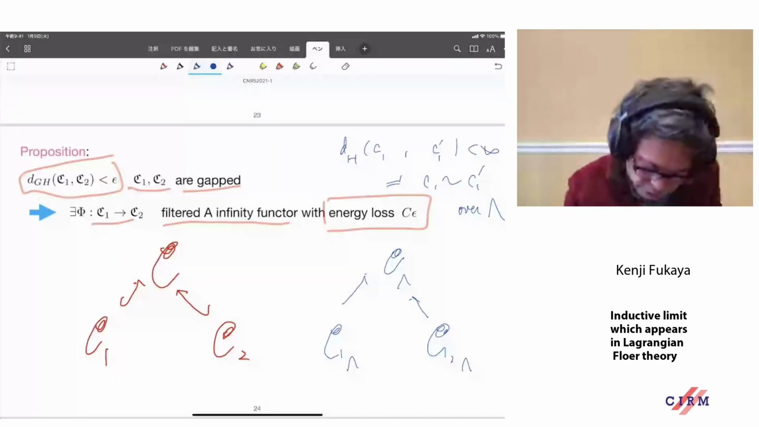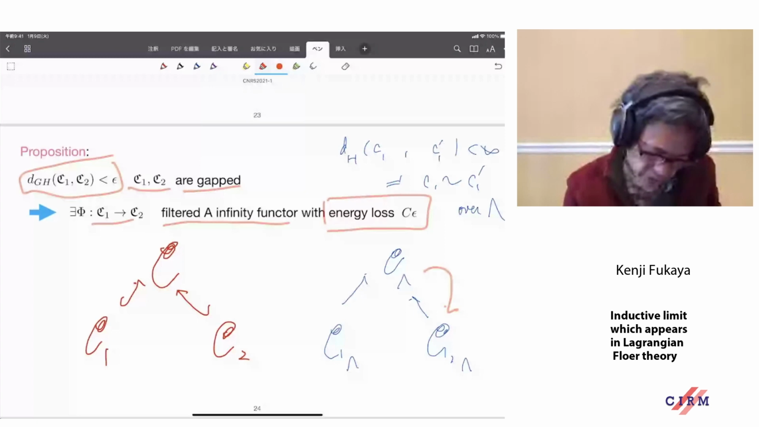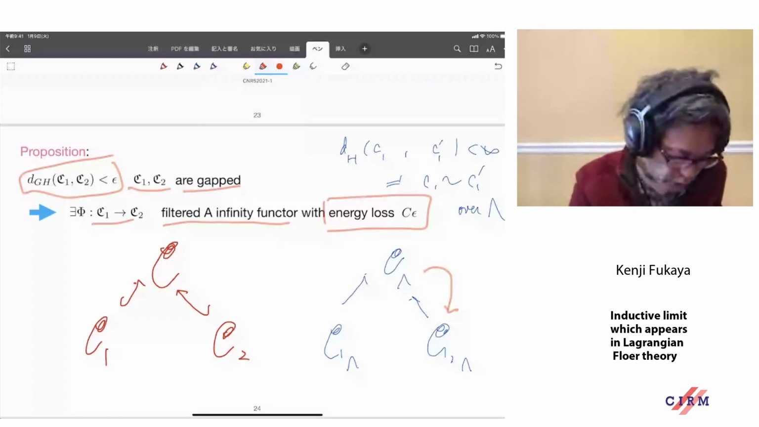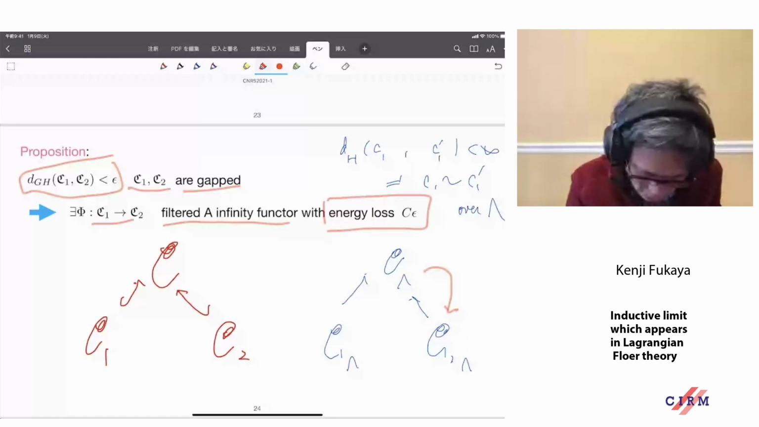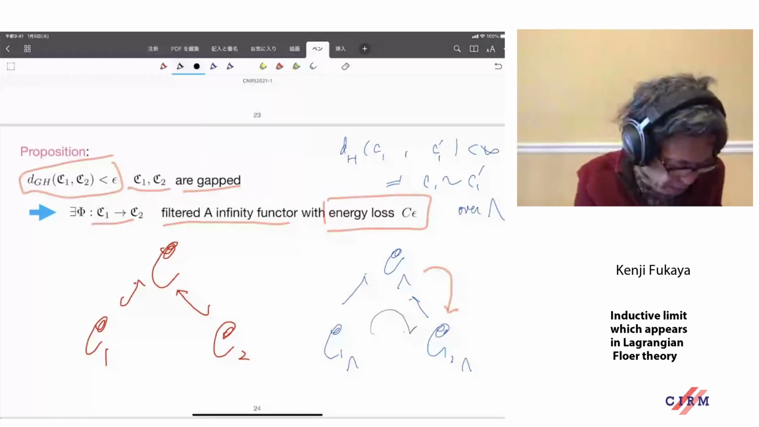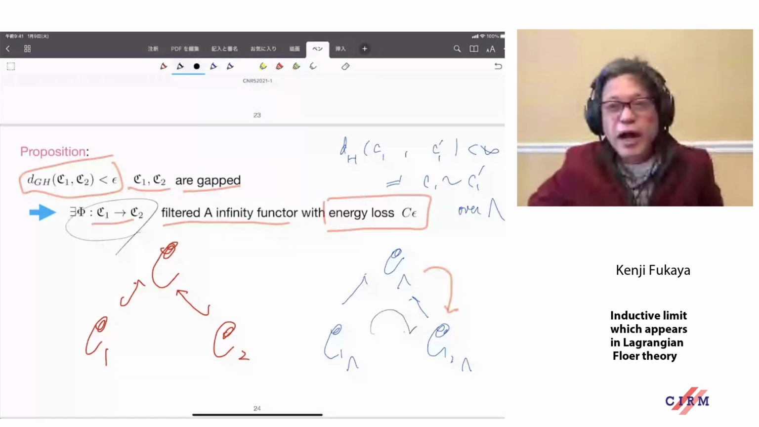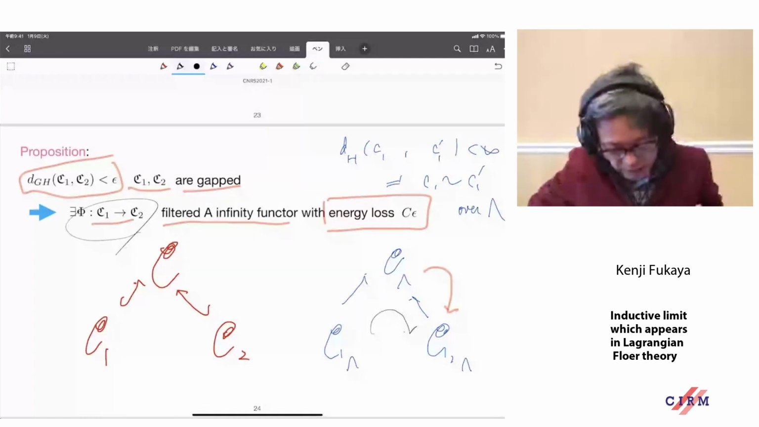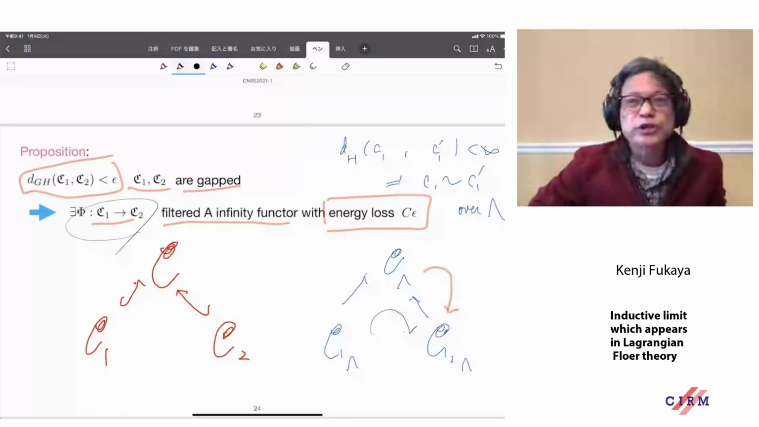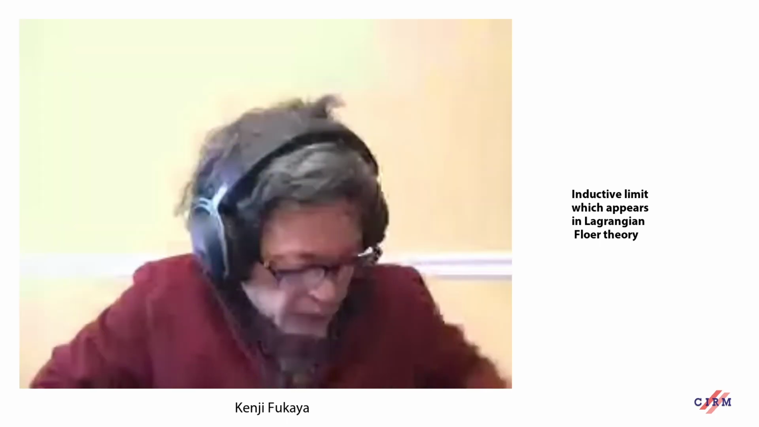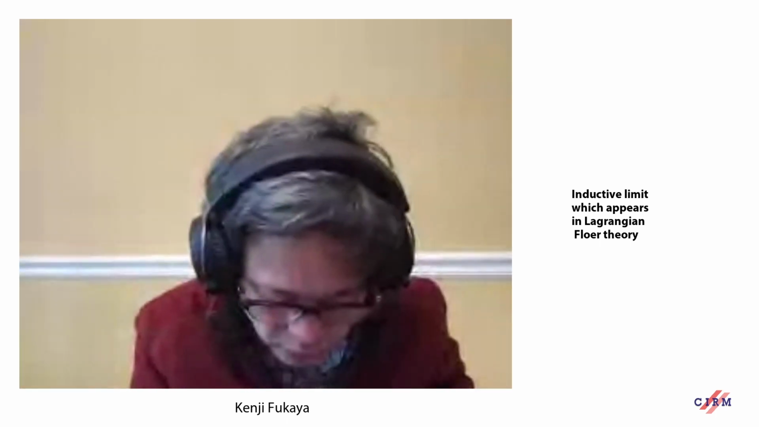So we can cook up a homotopy inverse to this inclusion. So we can just take these compositions so that we can cook up this infinity functor. And we can estimate something like how much energy is lost by these compositions. That is this proposition. So I want to define this notion of energy loss.